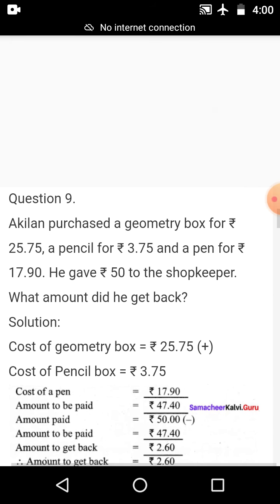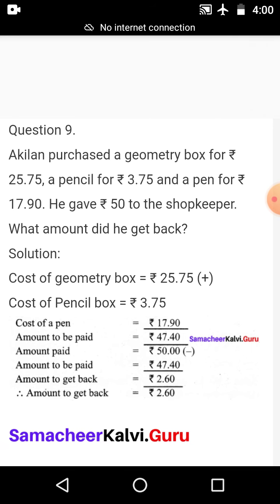See the question number 9. Akilan purchased a geometry box for rupees 25.75, a pencil for rupees 3.75 and a pen for rupees 17.90. He gave rupees 50 to the shopkeeper. What amount did he get back? See the answer. Cost of geometry box, cost of pencil box, and the cost of pen. Add these numbers, find out the answer, then subtract it from rupees 50.